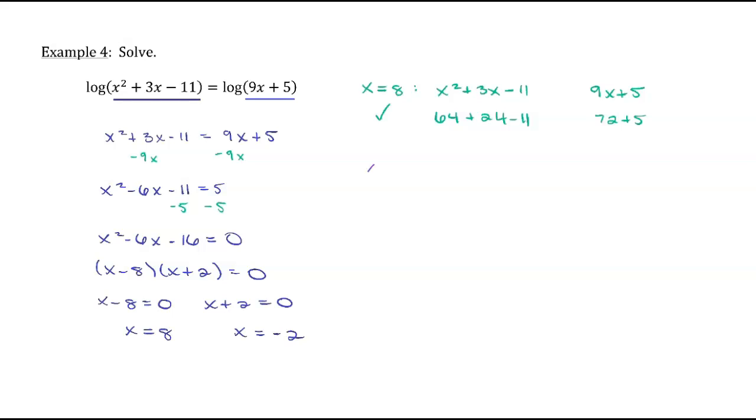But now let's check x equals negative 2. If x is equal to negative 2, then x squared plus 3x minus 11 is equal to 4 minus 6 minus 11. That's a negative number, so this is not in the domain of the logarithm on the left side of the equation. So negative 2 is not okay as a solution to this equation. Now we know that the solution set to this equation contains only the value of positive 8.